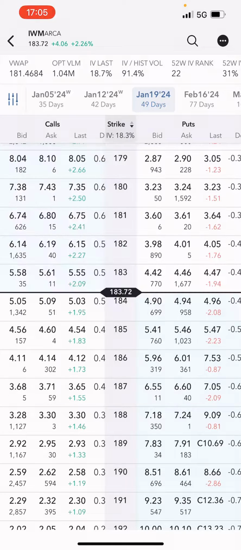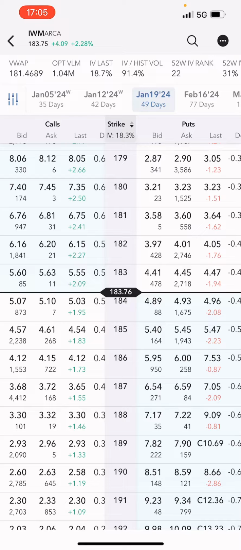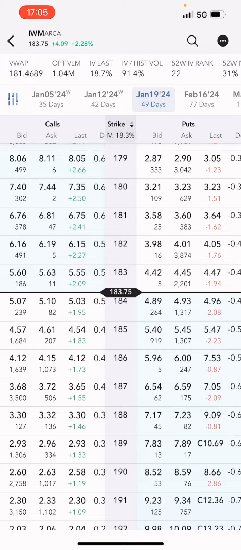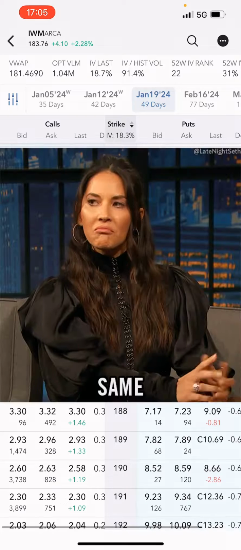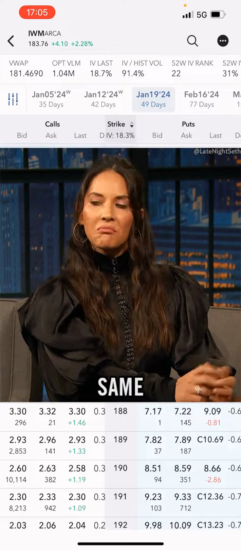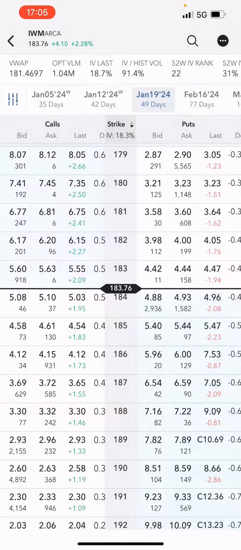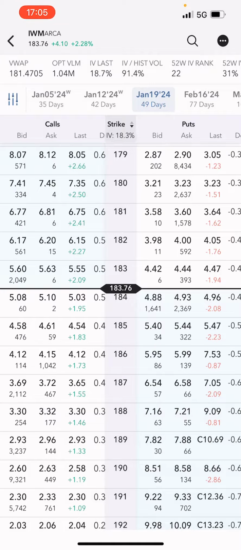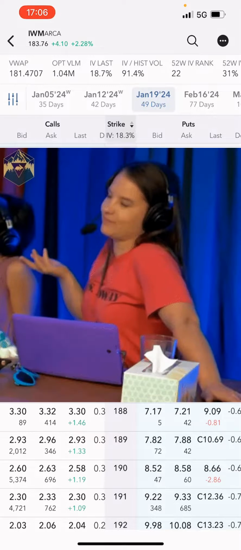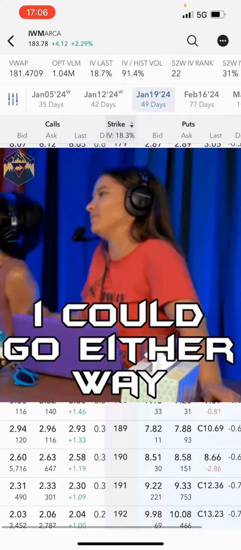Well, a traditional strangle is selling an out the money put and an out the money call at the same time. And you generally set these up with the same deltas on either side. So, you've got a 20 delta strangle on the call and a 20 delta on the put. That gives you a delta of zero, which basically means you are delta neutral on the position.